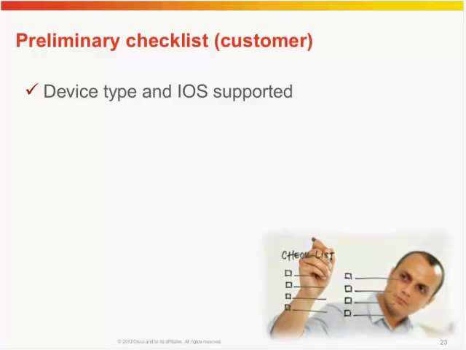Again, a complete list of the supported devices and the minimum OS version for those devices is available on the Smart Call Home page on Cisco.com. Look for the supported devices table on the left side for those that are following along.